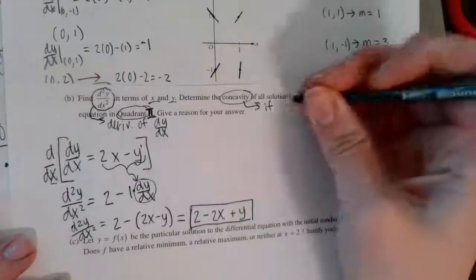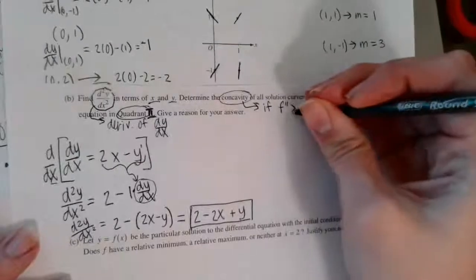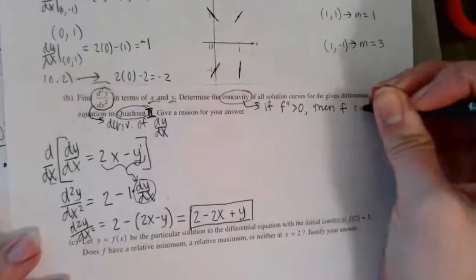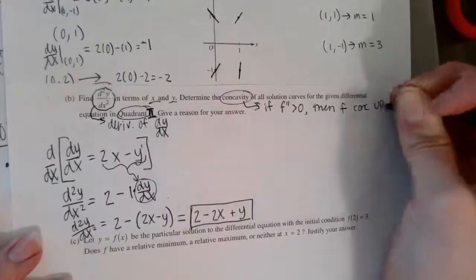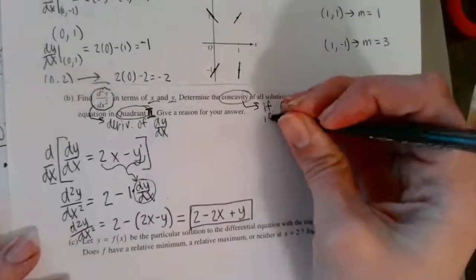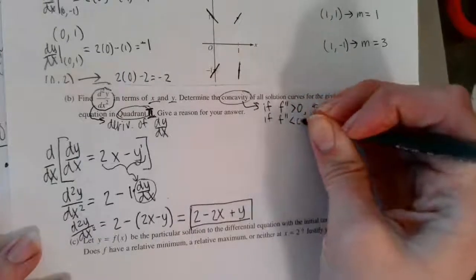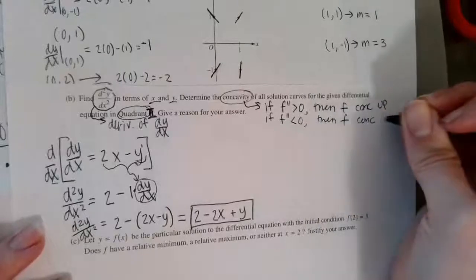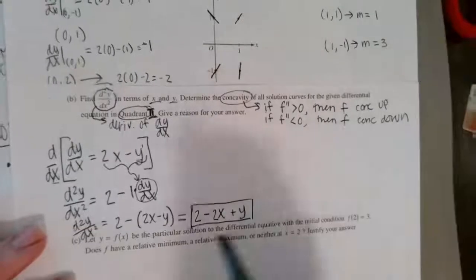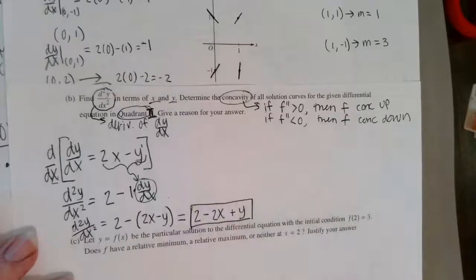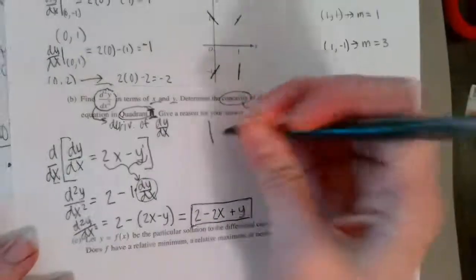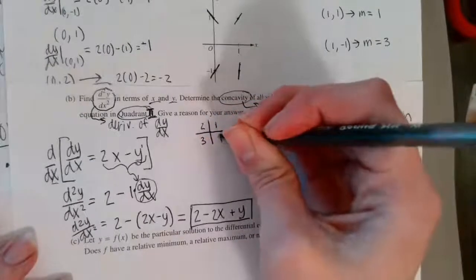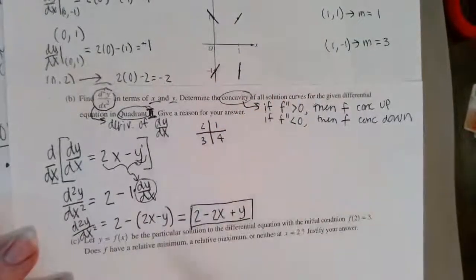Remember, if f double prime is positive, then f is concave up. And if f double prime is negative, then f is concave down. There's a second piece of information here, quadrant 2. I'm going to figure out where quadrant 2 is. 1, 2, 3, 4. Okay, here's quadrant 2.